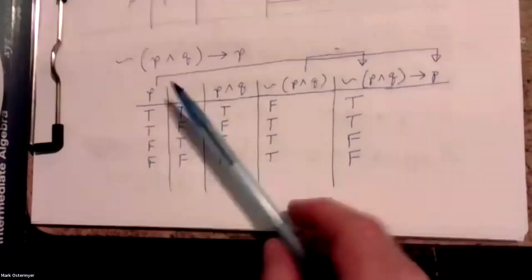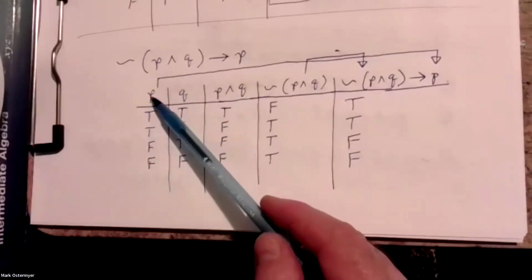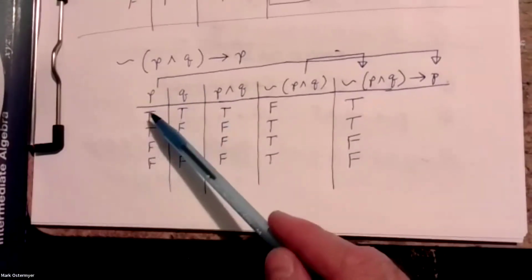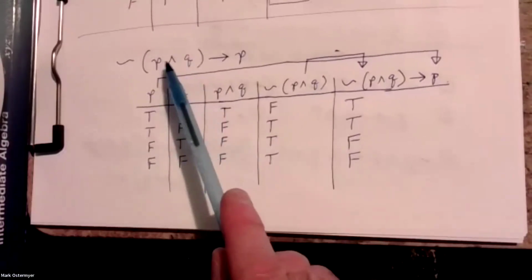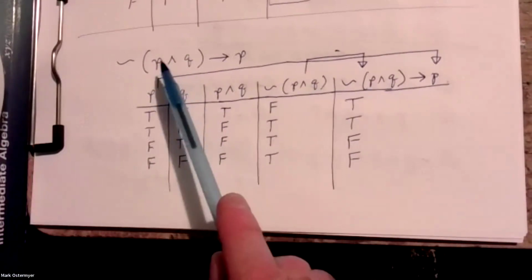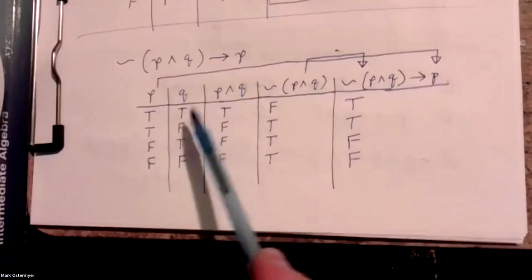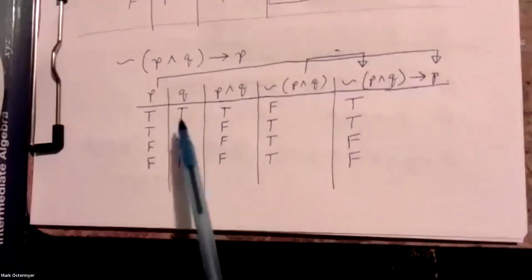All right, now, order of operations here. First of all, hold on. I've got my P column and my Q column, correct? True, true, false, false, true, false, true, false. All right. Now, we do what's inside parentheses first. Got to do the and, the conjunction, first. This is P and Q, so that's my next column right after Q. P and Q, order of operations.